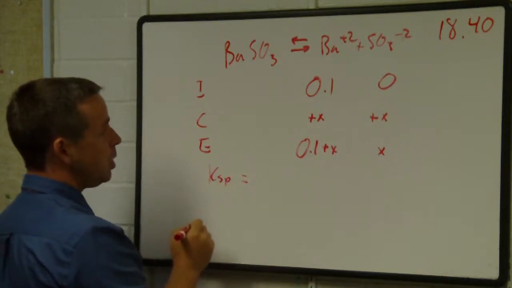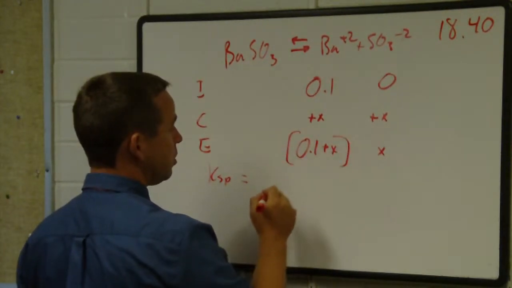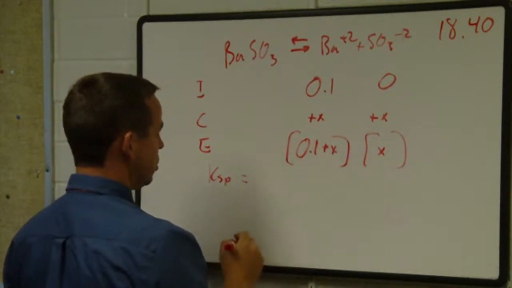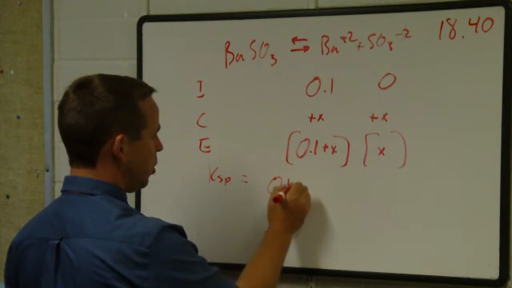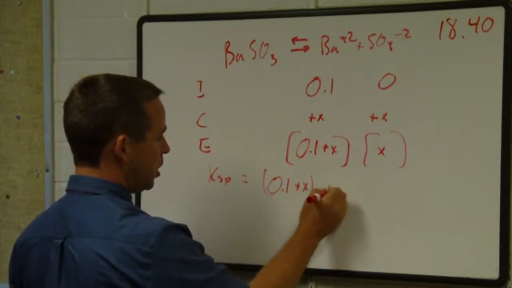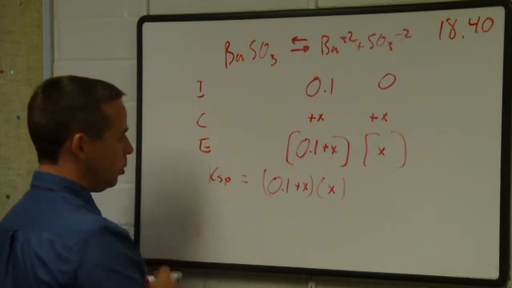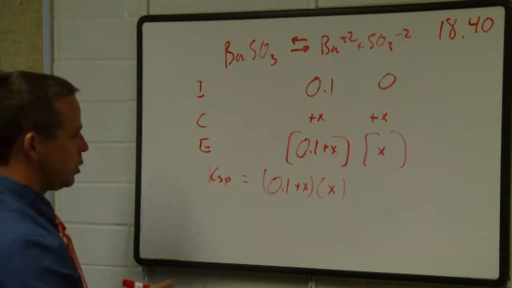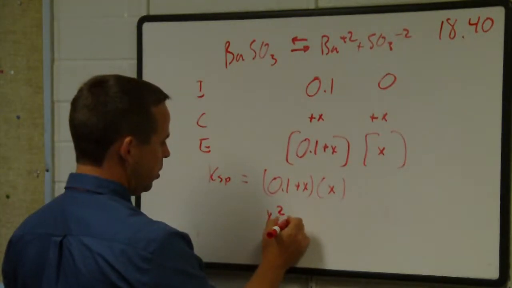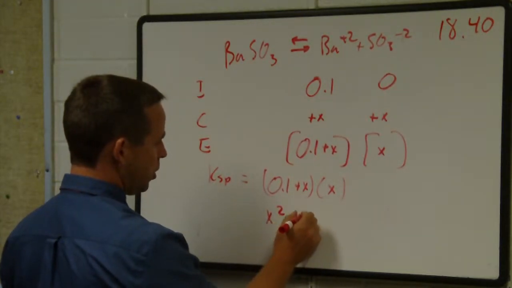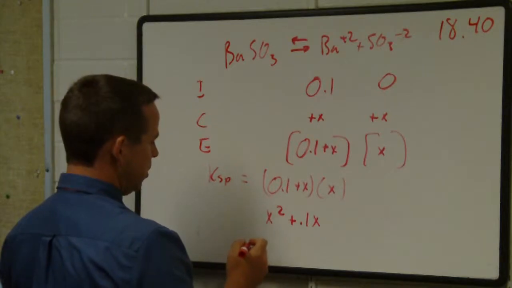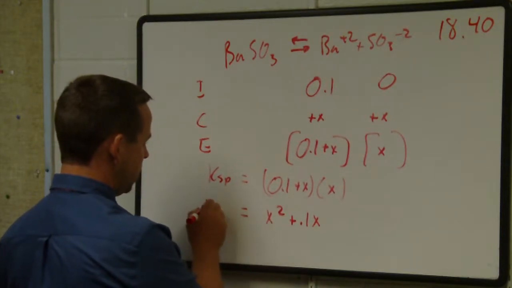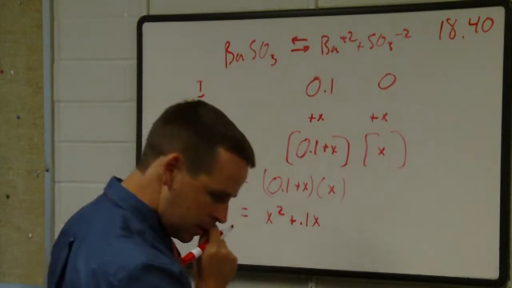So now the KSP will be defined as the concentration of the barium times the concentration of the sulfite. So it's 0.1 plus X times X, and that will be the KSP. So that's X squared plus 0.1X equals the KSP.